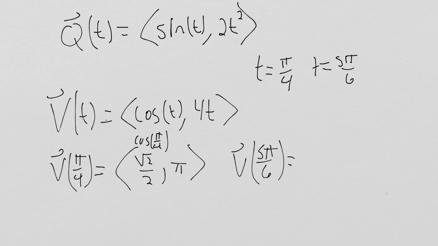okay, we're going to get cosine of 5 pi over 6, which is in the second quadrant, so it's negative, and the pi over 6 reference angle is going to give us negative root 3 over 2. And then 4 times 5 pi over 6 is just 20 pi over 6, which you could also write as 10 pi over 3.